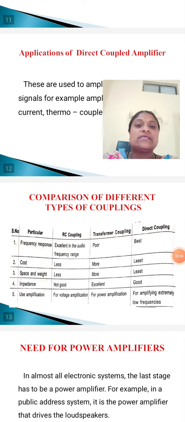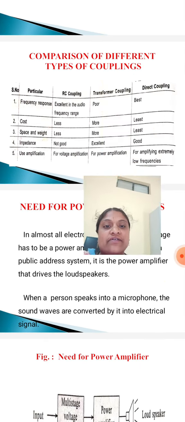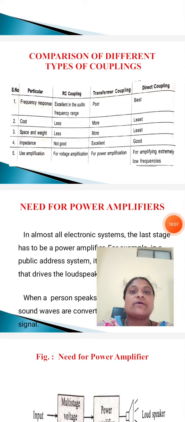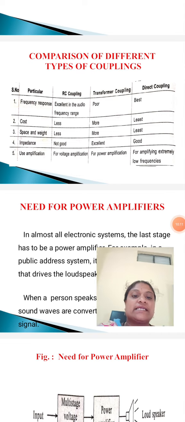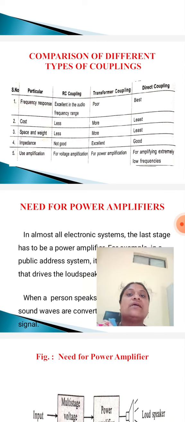Next topic is the comparison of different types of couplings. The different types of couplings are mainly three categories: two-stage RC coupling, two-stage transformer coupling, and two-stage direct coupling.